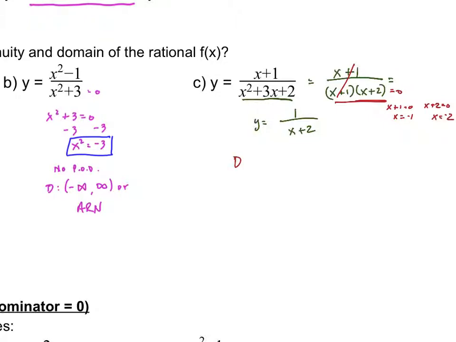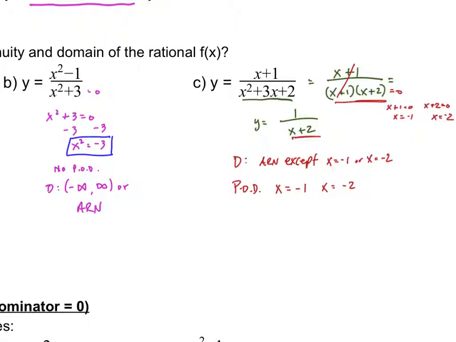So my domain is going to be all real numbers except when x equals negative 1 or x equals negative 2. Not valid domain. And then my points of discontinuity are going to be x equals negative 1, x equals negative 2. And I know that you may say to yourself, well, in this denominator we no longer have that x plus 1, but it still exists. We just made it into 1, therefore it is a point of discontinuity.